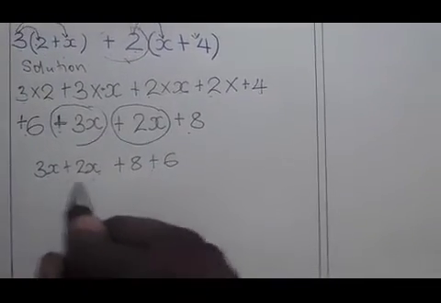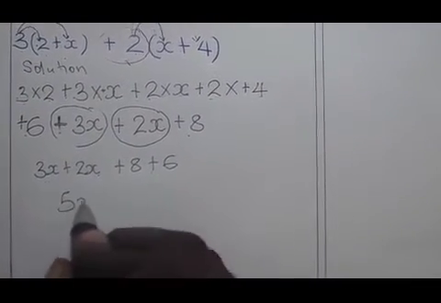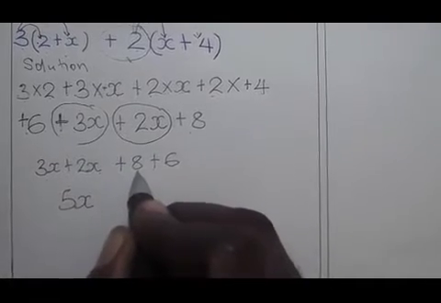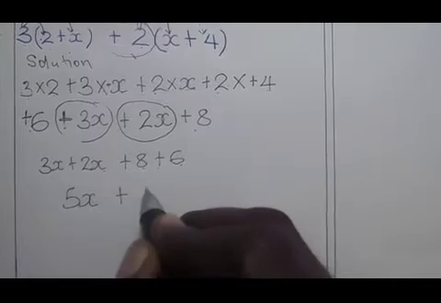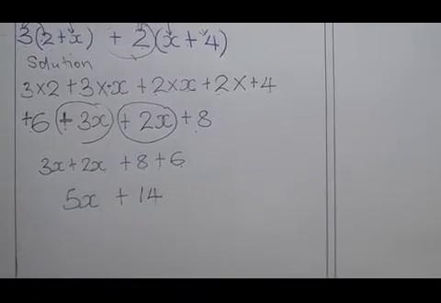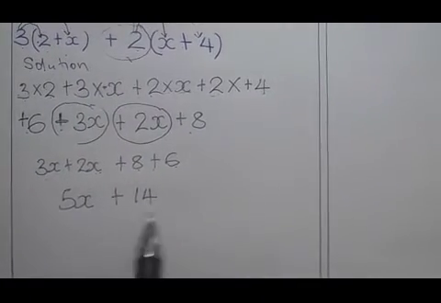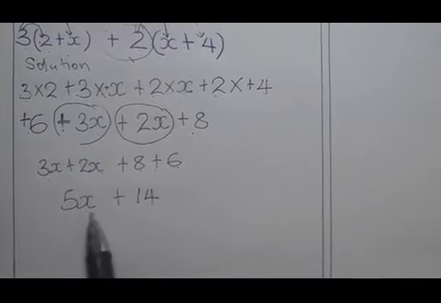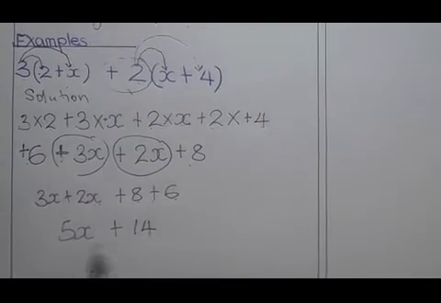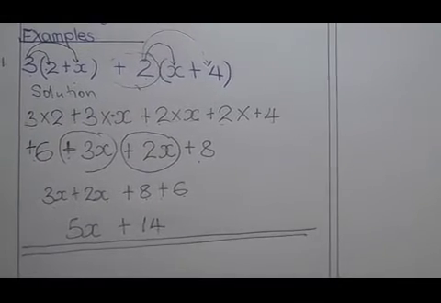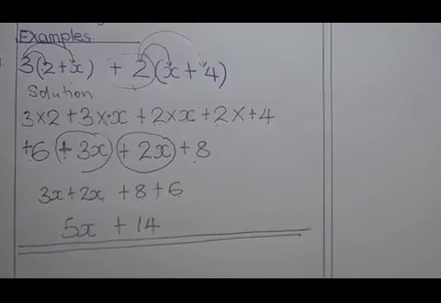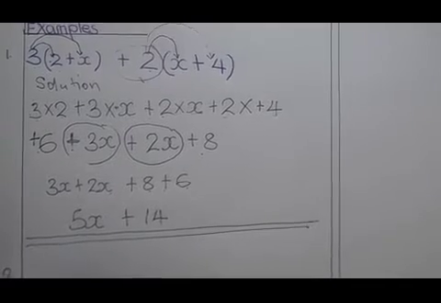So 3x plus 2x, we get 5x. Now when we add 8 plus 6, what do we get? I think you've added there, and we have 14. And when we reach here, we cannot go any further because these are unlike terms, and that becomes our last step, called the answer: 5x plus 14. Now quickly moving on to our example 2.